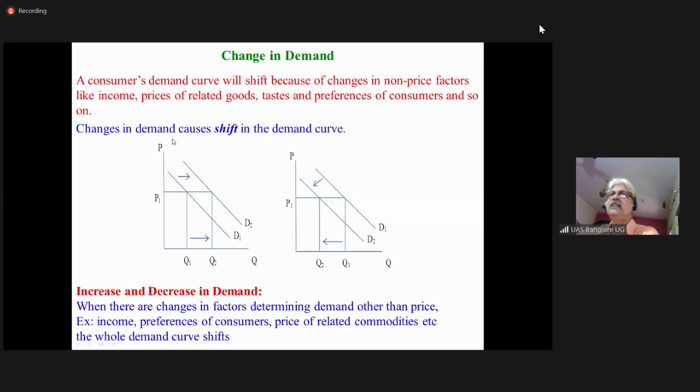Changes in demand cause shift in the demand curve. It is also called increase in demand or decrease in demand. When there are changes in factors determining demand other than price, like income, preferences of consumers, and so on, the whole demand curve shifts. So it is change in demand.